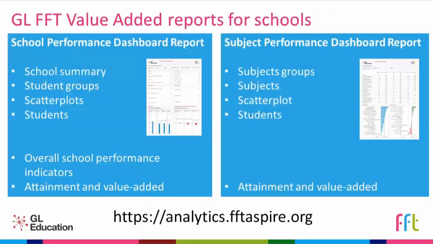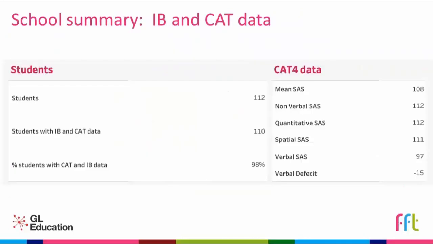So let's have a look at some of the reports that we've produced for the IB diploma. The report starts by looking at overall school performance, so looking at performance in the diploma as a whole, and then the reports drill down to have a look at performance for different subject groups and also for individual subjects.